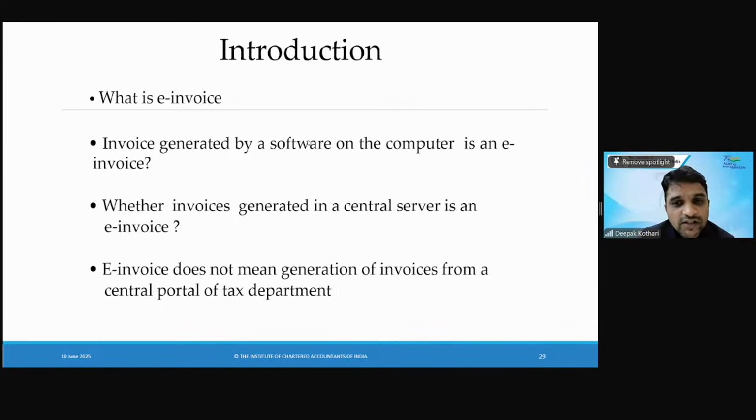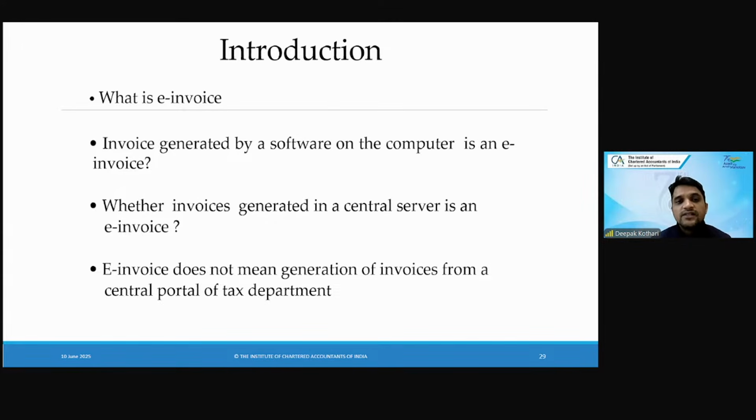Yes, Kavita, do you have any question? Okay. So the invoice we generate from software, is that called an e-invoice? No, that is not an e-invoice because that is your accounting software. What is generated from the government's portal, that is called e-invoicing. Is an invoice generated in a central server an e-invoice? No, that is also not an e-invoice. E-invoice does not mean generation of the invoice from a central portal of the tax department. It doesn't mean that either.